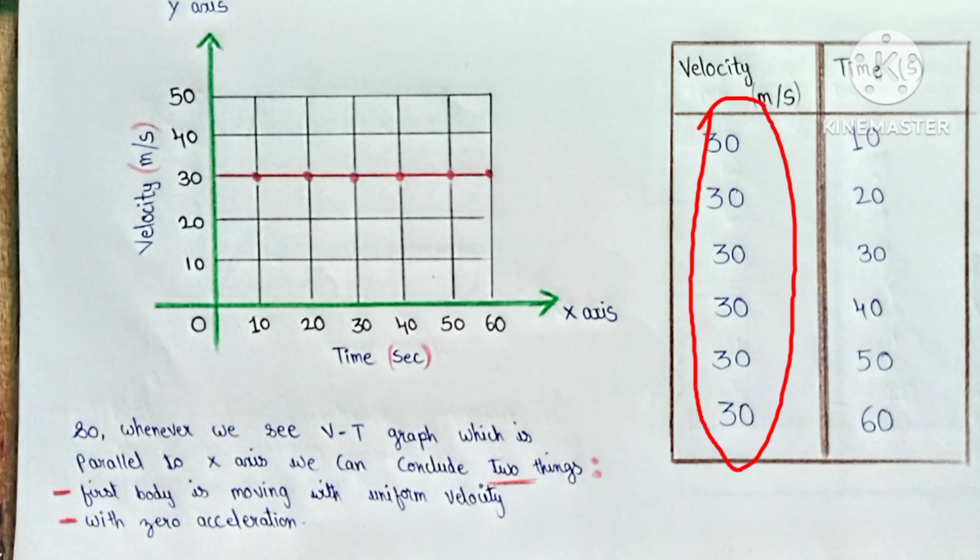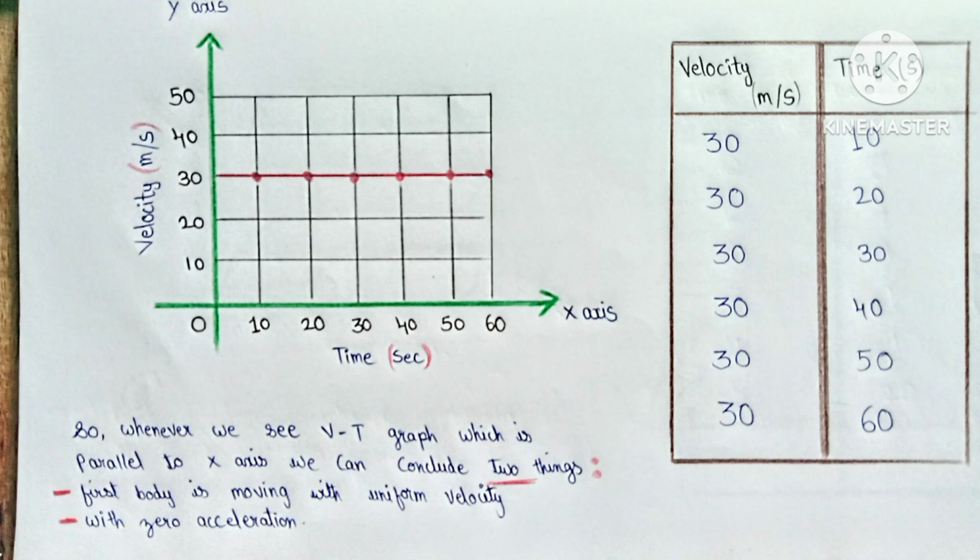So you can notice here that the velocity of the body is not at all changing throughout the journey. You can observe here velocity is 30 meter per second only. Velocity is neither decreasing nor increasing, only 30 meter per second throughout the journey. So the velocity of this body is a uniform velocity. Whenever there is a uniform velocity of the body, we get a velocity time graph which is parallel to x-axis. On the graph you can observe that the line is parallel to x-axis.